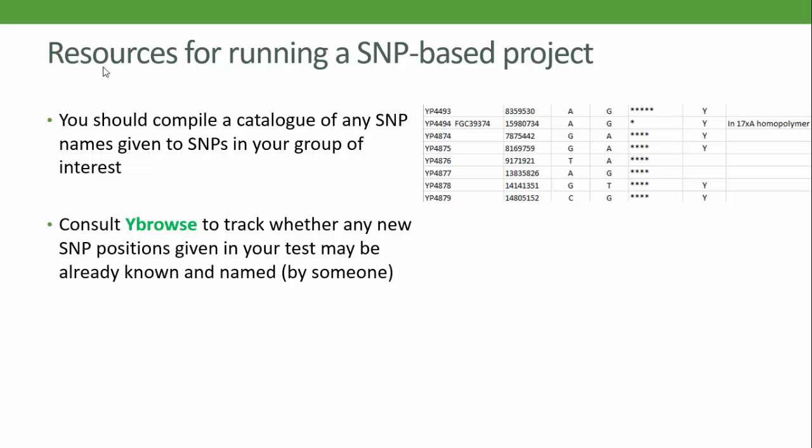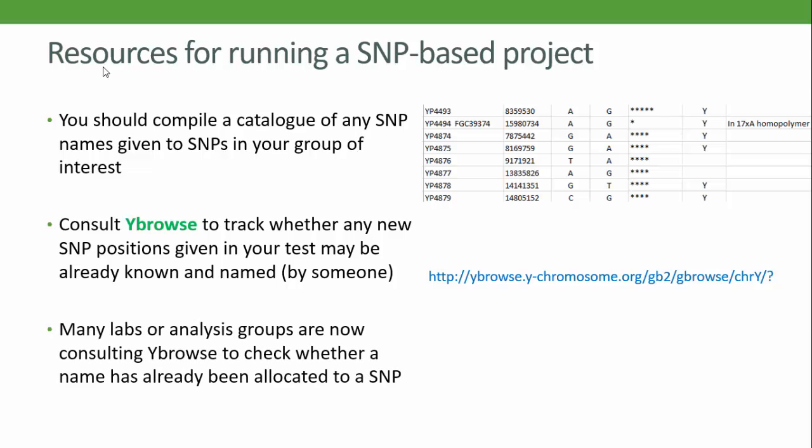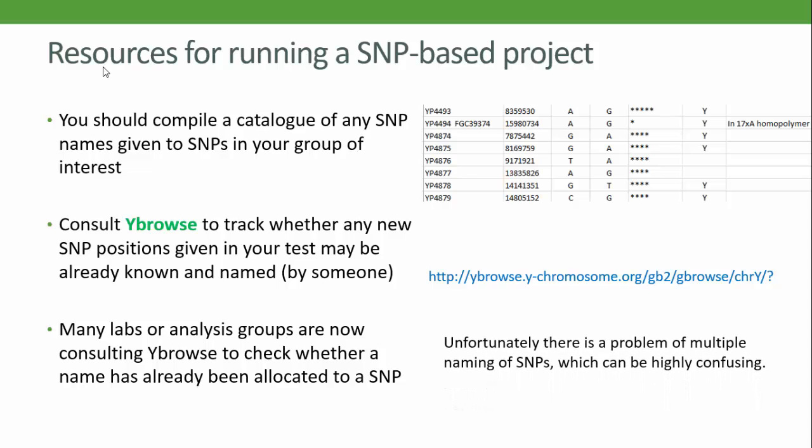The YBrowse site is a superb online SNP catalogue being maintained by Thomas Krahn of YSeq, and you can use this to look up any new SNP you find in your test. Many labs are now doing this themselves before awarding new SNP names to make sure they're not already named. However, multiple naming of SNPs is still going on and can be very confusing, so again, watch out for that.